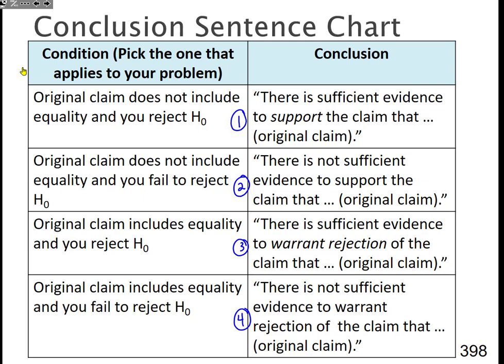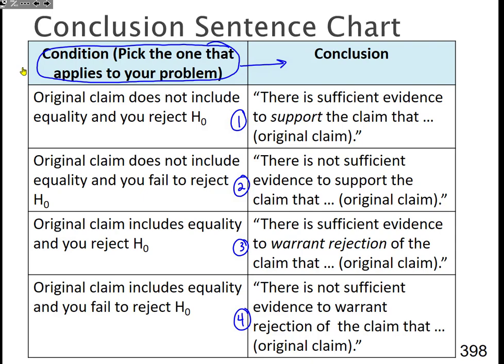But how this works is that you're going to pick the situation, the condition that applies to your problem, 1, 2, 3, or 4, and once you pick one, then the conclusion sentence is the one that's with it. So for this chart, you're only going to use one row at a time. And if you haven't noticed, it is page 2 of your formula chart, so you don't have to memorize it. You can have it sitting right next to you while you're doing your homework and the tests.